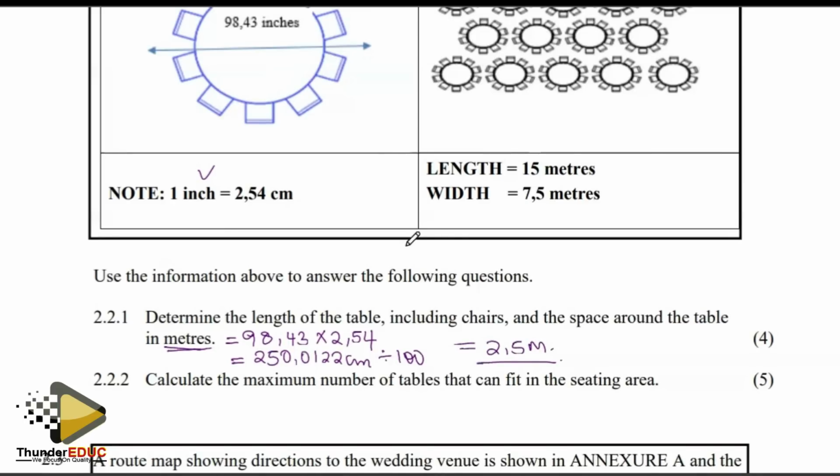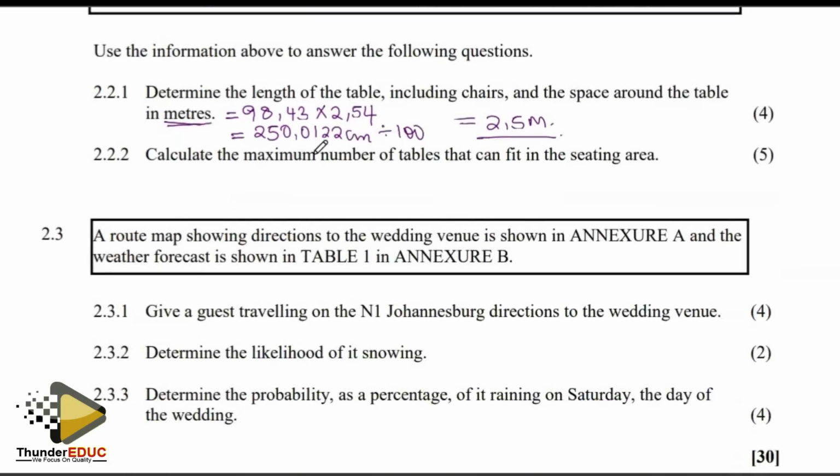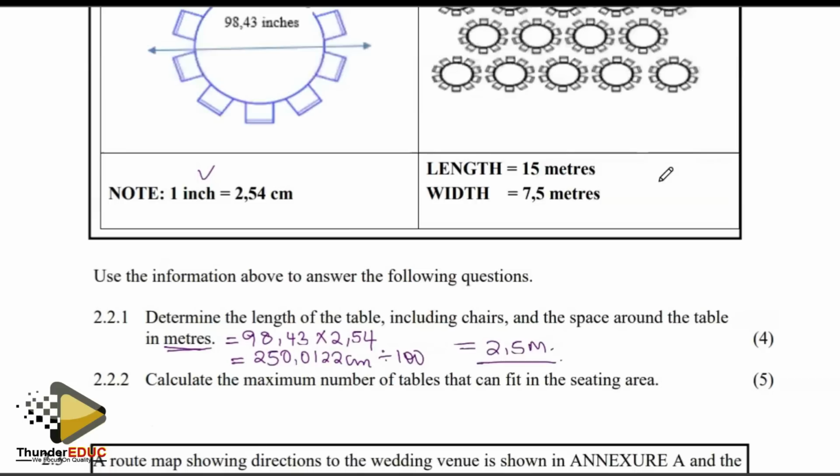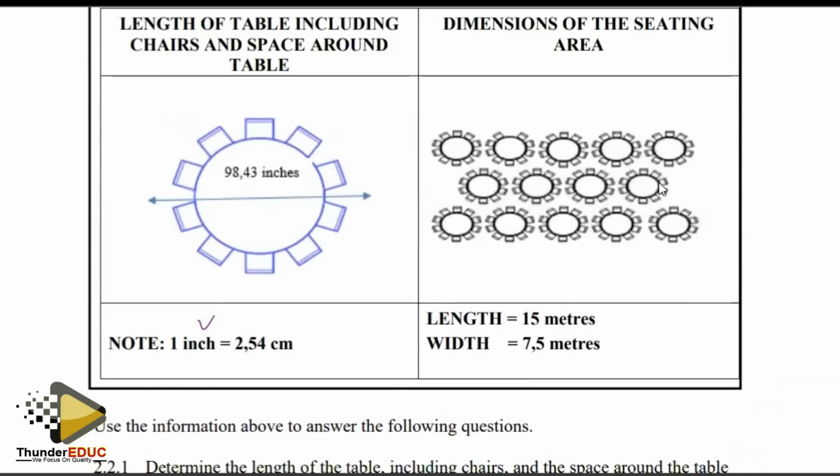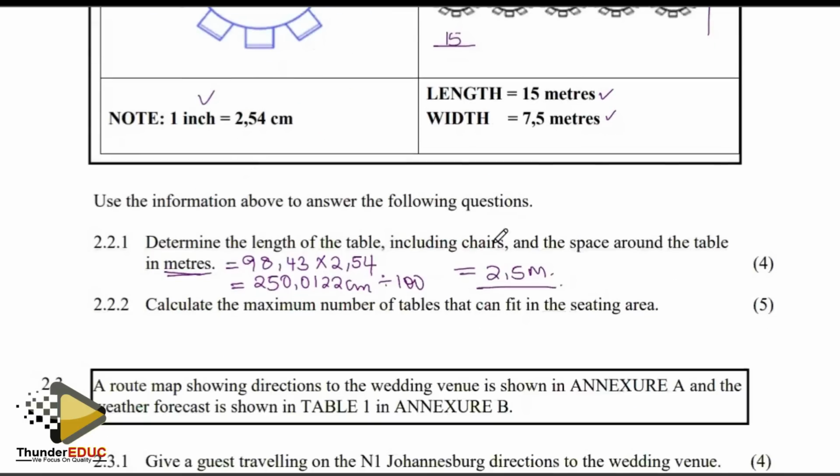All right, we go to the next question, which says, calculate the maximum number of tables that can fit in the sitting area, 5 marks. Now, they have told you the dimensions of the sitting area. The length is 15 meters, and the width is 7.5 meters. So we shall find out on the long side how many tables there will be, and on the short side how many tables there will be. Now, how do we do that? Simply, we shall get the 15 divided by 2.5, remember we've just changed the diameter of the table.